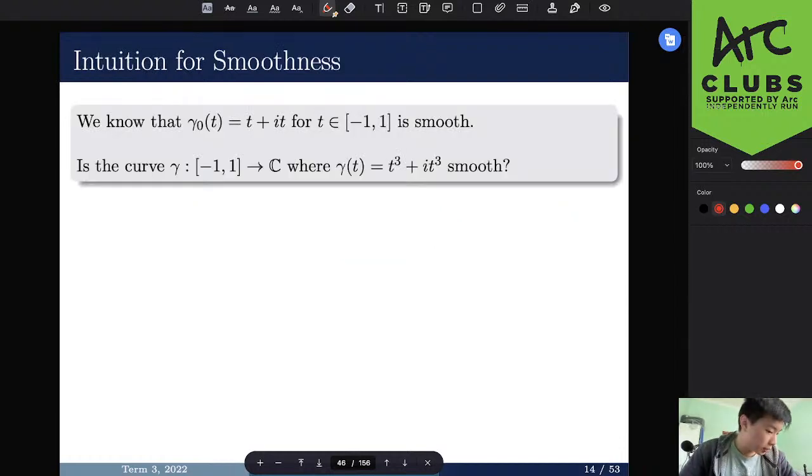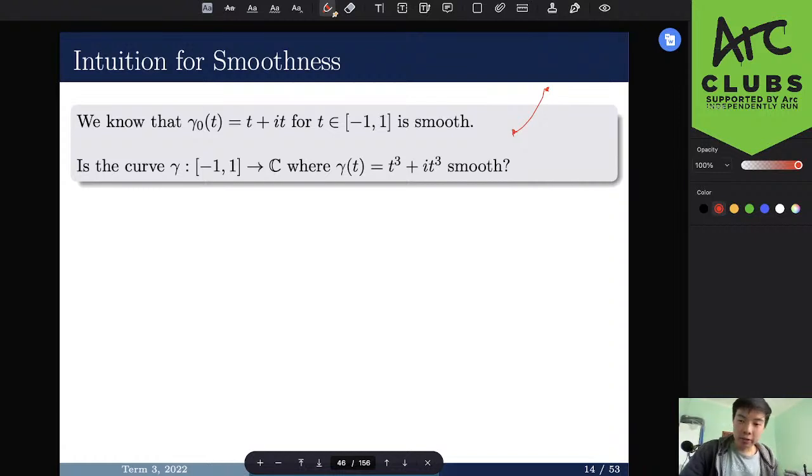So let's consider this curve gamma 0 of t, where gamma 0 of t is equal to t plus it, and t ranges from -1 to 1. So obviously that's a line from -1 minus i to 1 plus i, and since it's a line, obviously that's smooth. Believe me, that is a line, trust me, okay?